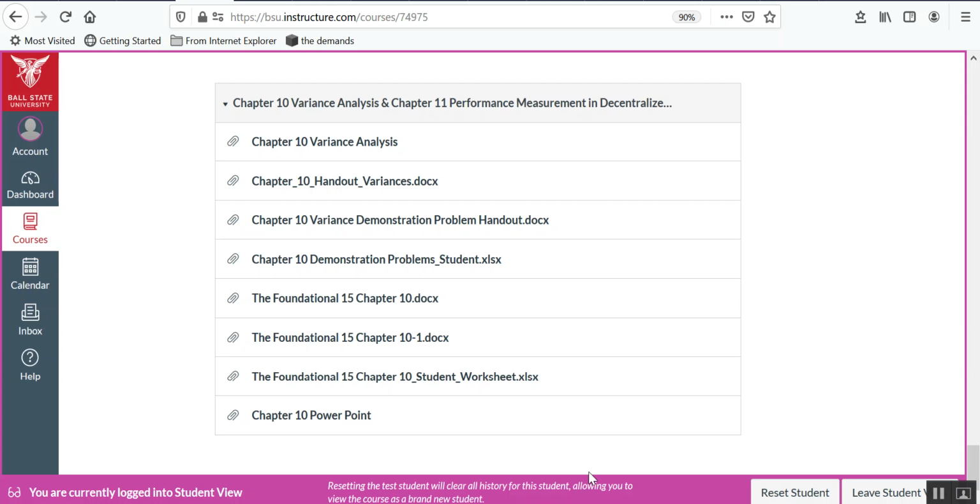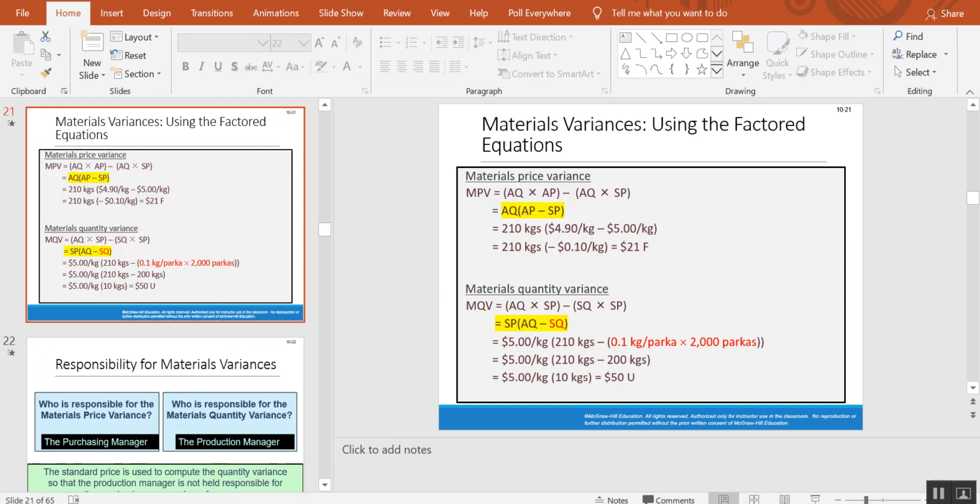In this video I'm going to go back and revisit a couple of things about Chapter 10 Variance Analysis, then go through the Foundational 15 for Chapter 10. Now with Chapter 10, I'm not going to go into it as deeply. We're going to have some things from that on the next test, of course. But there are some things that I think are very important for you to know, in particular, how you look at variances and how you analyze them. So with that in mind, I want to go back to the PowerPoint.